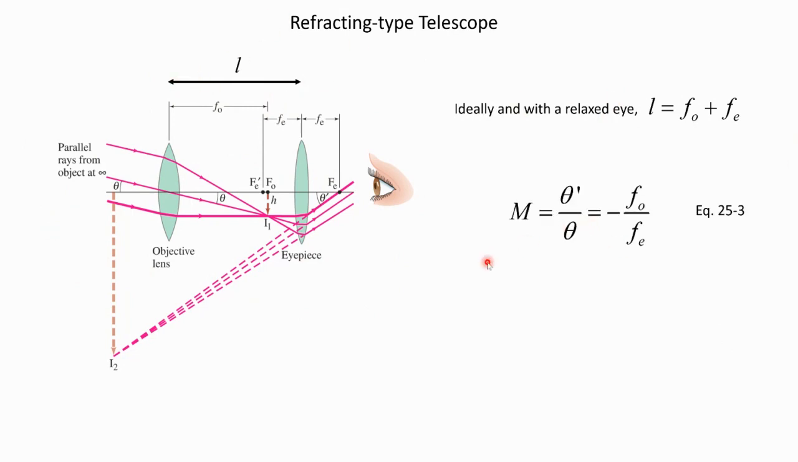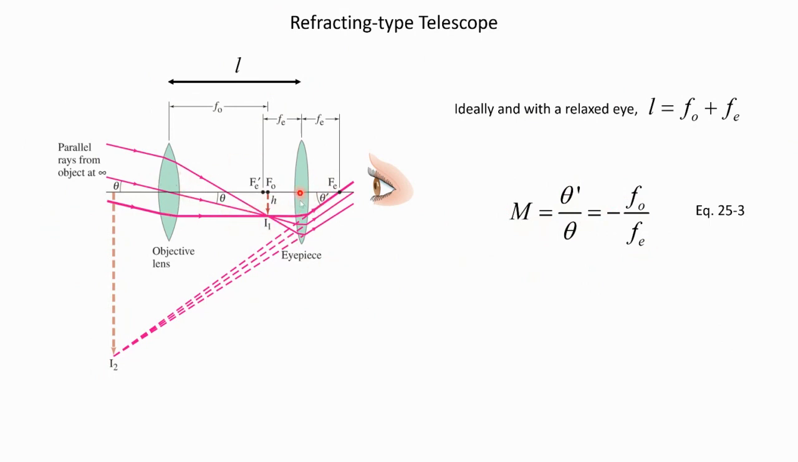The angular magnification is the ratio of two angles. There's the angle theta prime that subtends the image that you look at, and the angle theta that subtends the first image of the object here. I'm just going to quote the equation here: it's minus f_O over f_E. That follows from looking at triangles on this diagram.